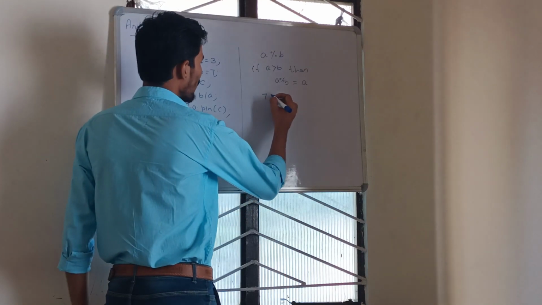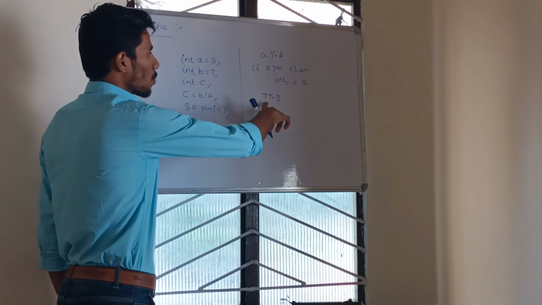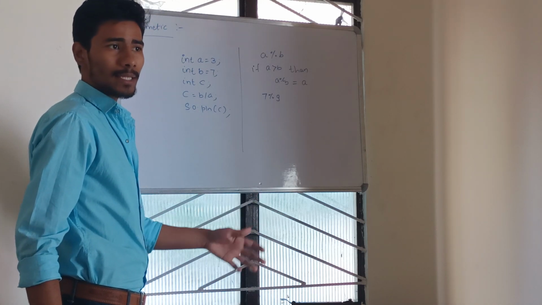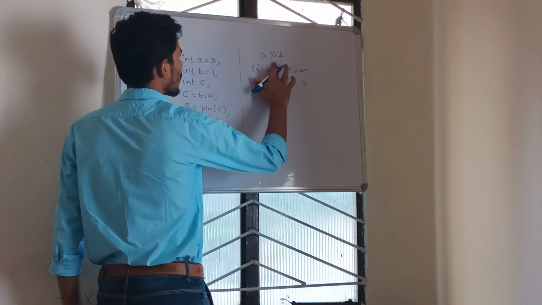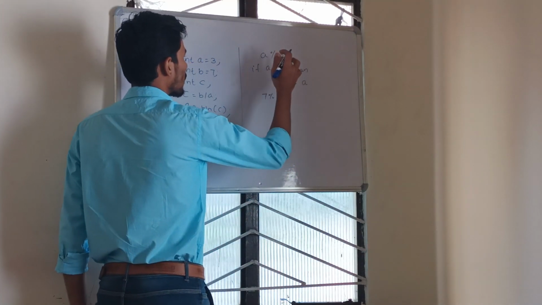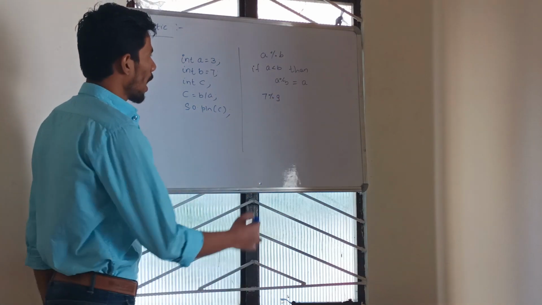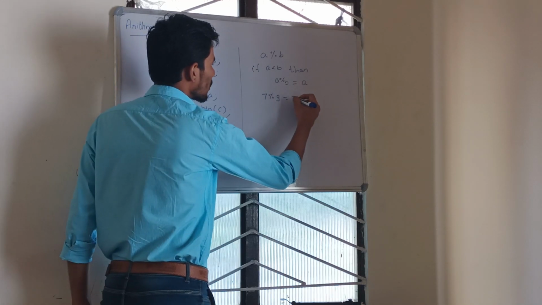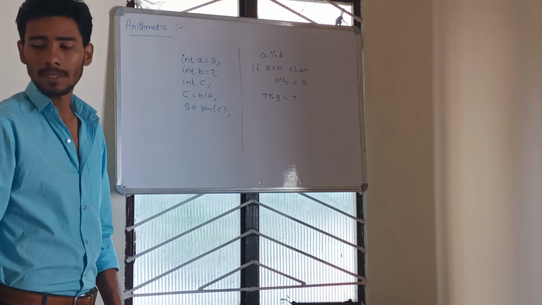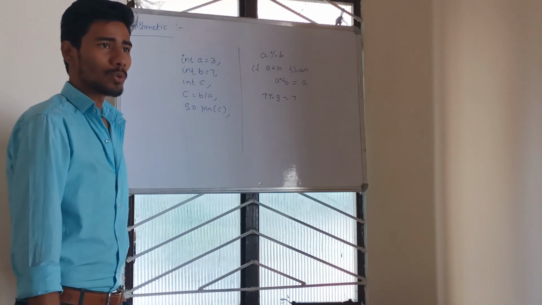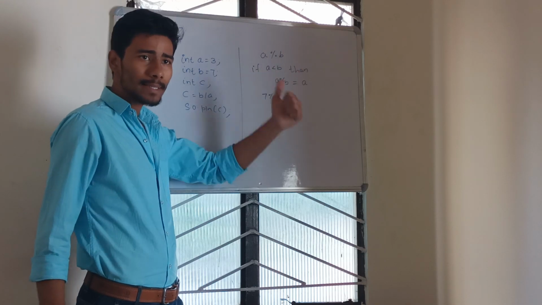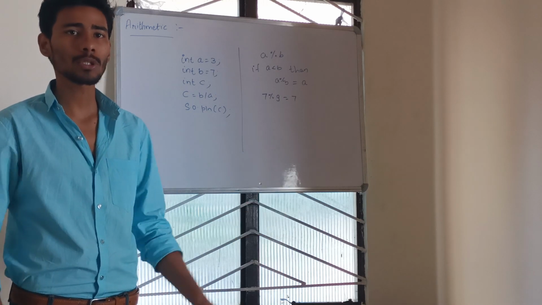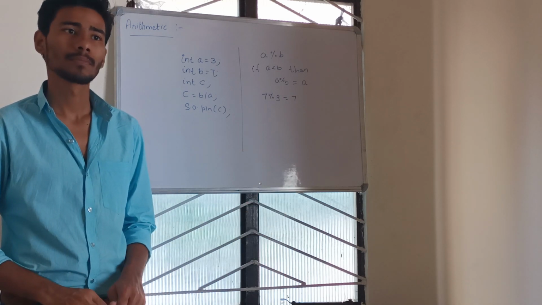If I say 7 modulus 9, which is A and which is B? 7 is A, 9 is B. A is less than B. So my output will be 7. Check it on your laptop, for any value. If A modulus B is there and A is less than B, you will always get the output as A. This is a universal truth for the compiler. Done.